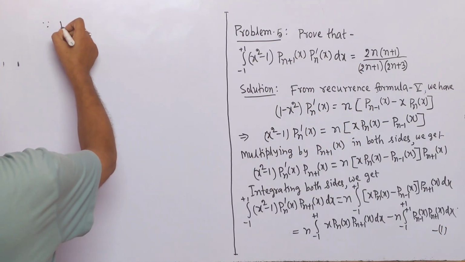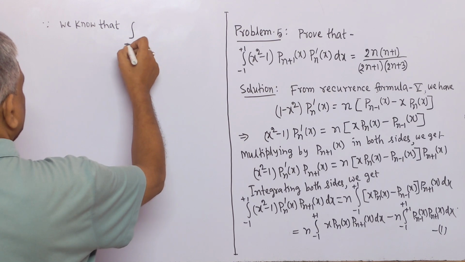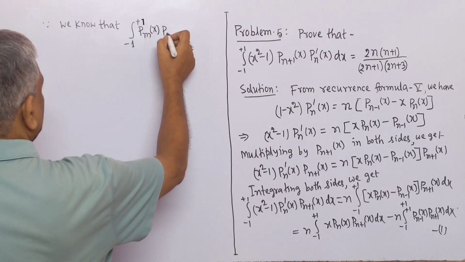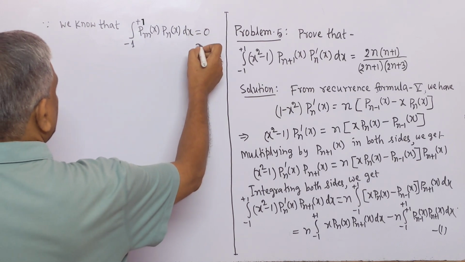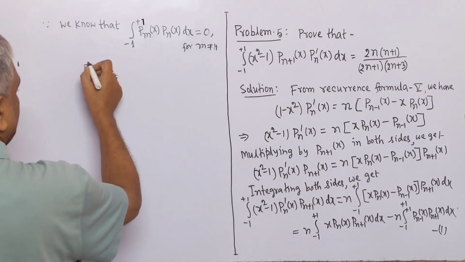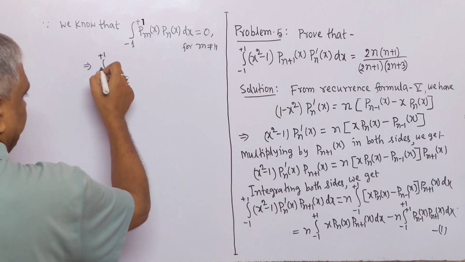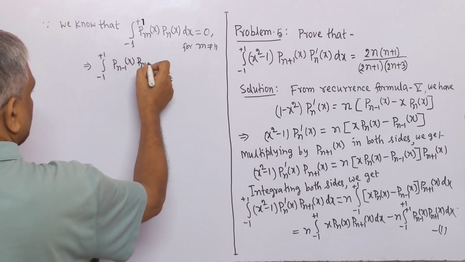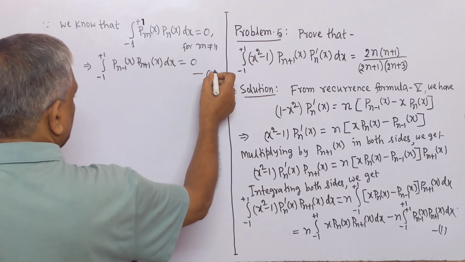Since we know that the integration from minus 1 to plus 1 of Pm(x) Pn(x) dx equals 0 for m not equal to n, it implies that the integration from minus 1 to plus 1 of Pn minus 1(x) Pn plus 1(x) dx equals 0. This is number 2.